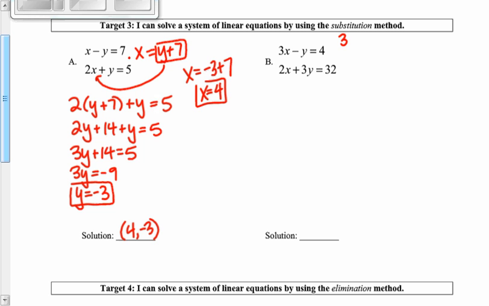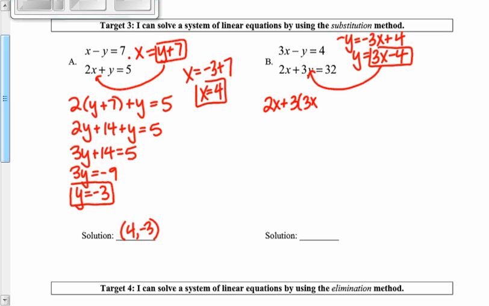So if I subtract the 3x over, I get -y equals -3x plus 4. And then I have to divide by a -1 to get y by itself. And then I can take 3x minus 4 and plug it in for y in the second equation. So it would read 2x plus 3 times 3x minus 4 equals 32. And then I'm distributing that 3 and then combining like terms. So 2x plus 9x is 11x. If I add the 12 over, I get 44.